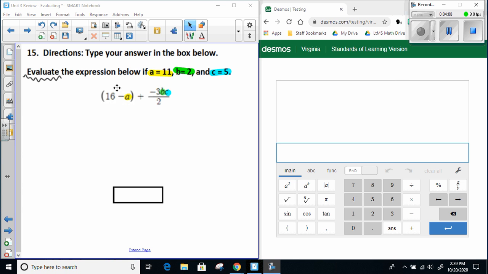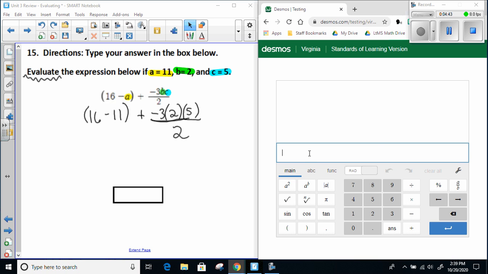So what is this going to look like when we're all said and done? Well, if I replace each letter with the number, it's going to look like 16 minus 11 plus negative 3 times 2 times 5, and that whole product quantity divided by 2. So now if I wanted to, I could take the time, go through in PEMDAS order, following my order of operations, and solve. But another thing I can do is use Desmos to help me solve.